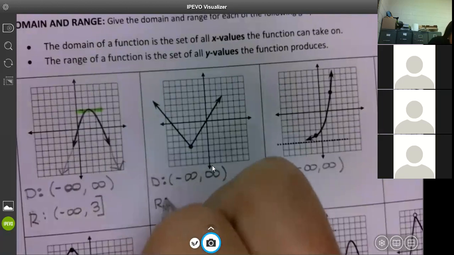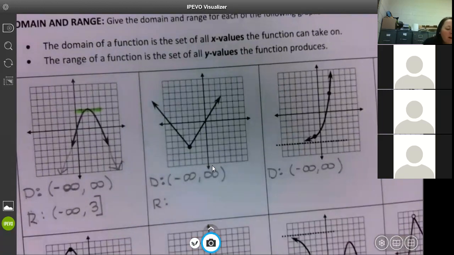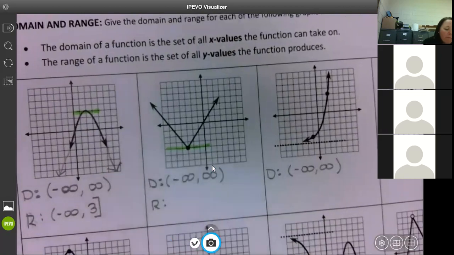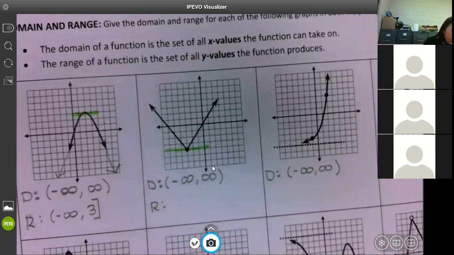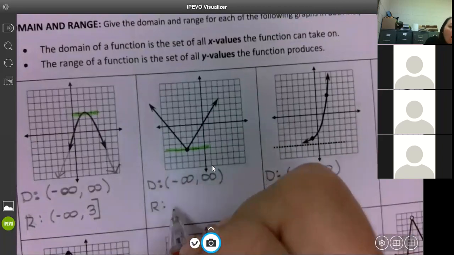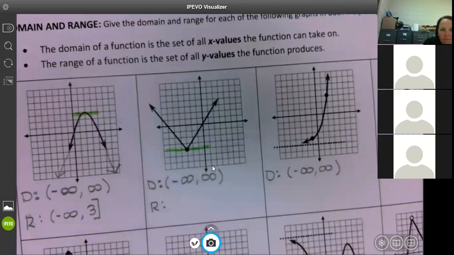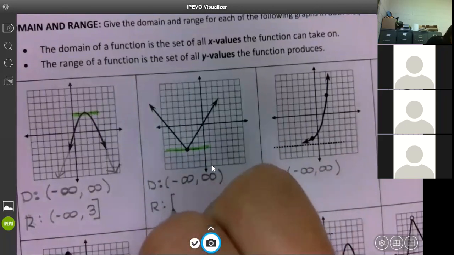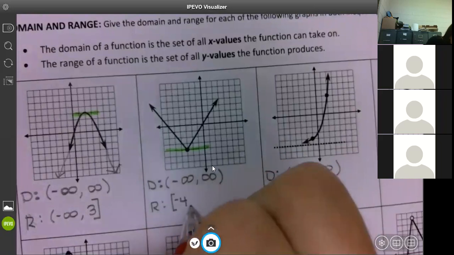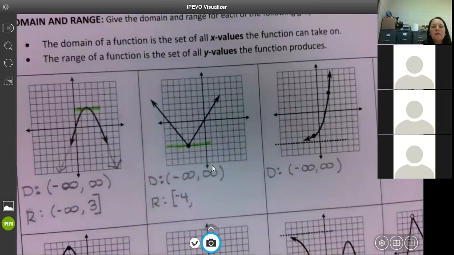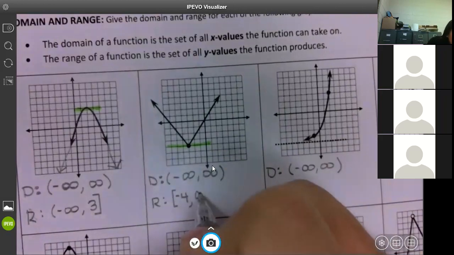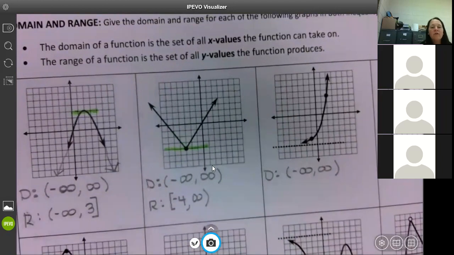Look at your next one. It's kind of the same. But this one has a minimum. That means it's bound on the lower end or the bottom. So what's the lowest that this graph goes? -4. Is it a whole point or an open point? So that means we use a bracket because -4 is actually on the graph. How high does this graph go? Infinity. Forever and ever. And we use parentheses for infinity. Make sure when you're doing your quiz, you watch those parentheses versus brackets, okay?